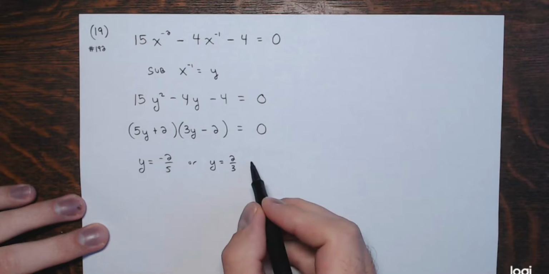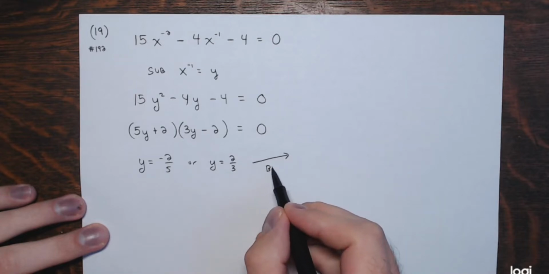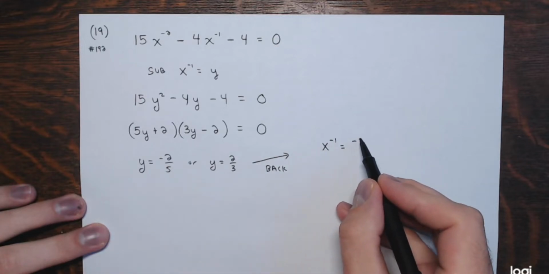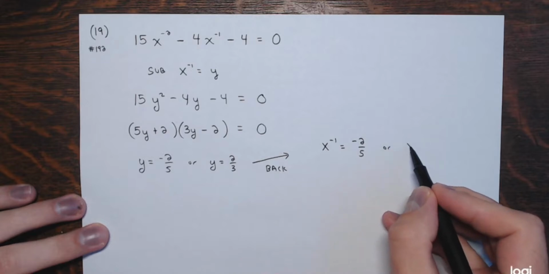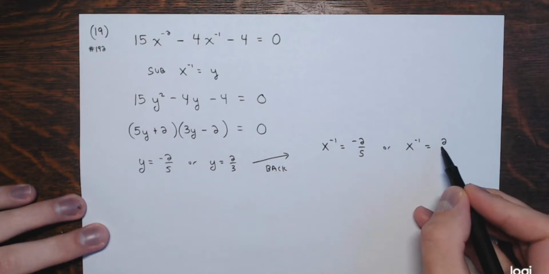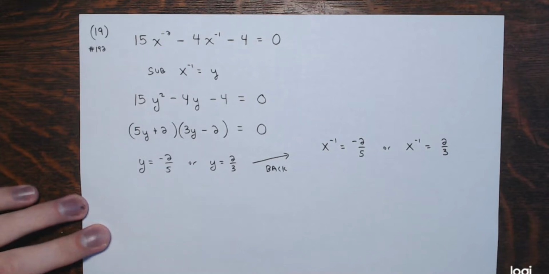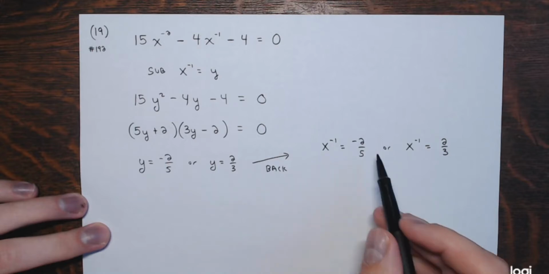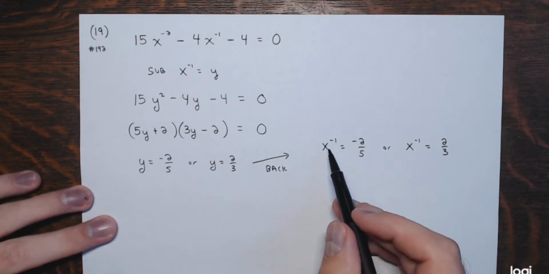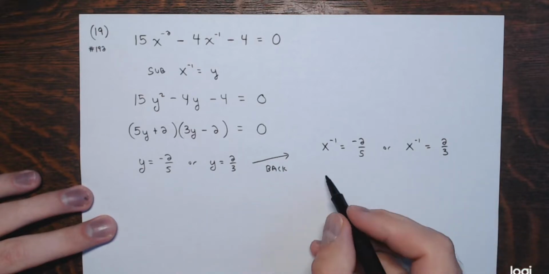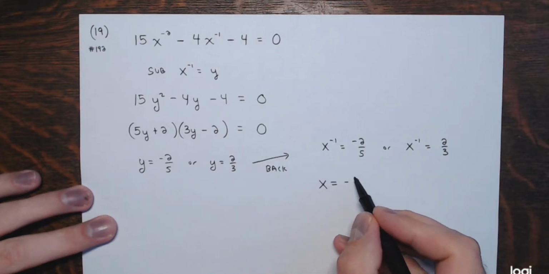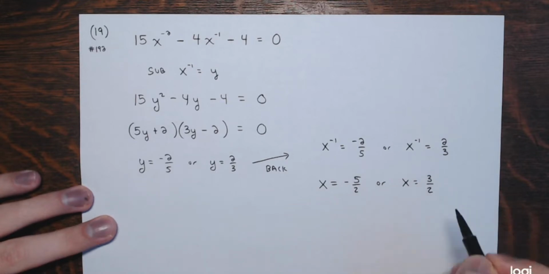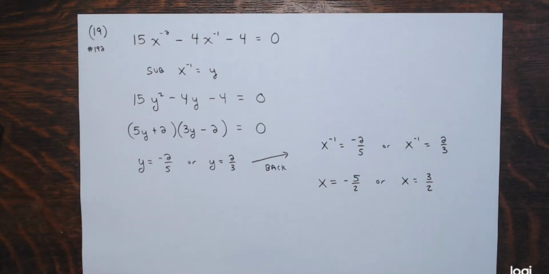And then we sub back, meaning x to the negative first equals negative 2/5 or x to the negative first equals 2/3. And then just like in question 18, remember x to the negative first is just 1 over x. So if I just either raise both sides to the negative first power or just take the reciprocal of both sides, that means the same thing. So x equals negative 5/2 or x equals 3/2. And both of these should work, and I leave it to you.